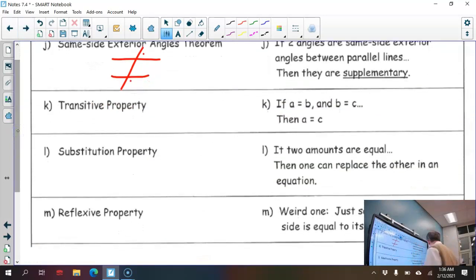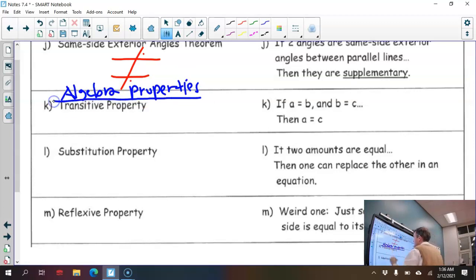All right, starting with the transitive property then. These are a bunch of algebra properties. They're just a bunch of algebra properties. The transitive property says if A equals B and B equals C, then A equals C. You know, I like to point out that, of course, this is true because A is equal to B and C is equal to B. So if A and C are equal to the same thing, then they must be equal to each other, right?